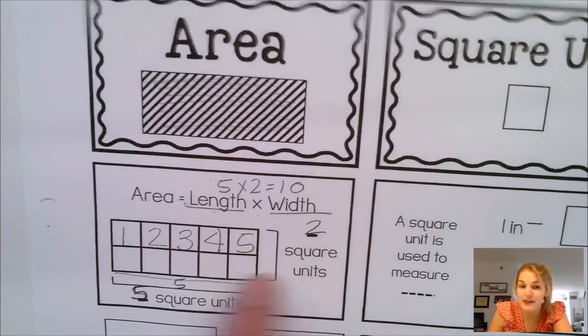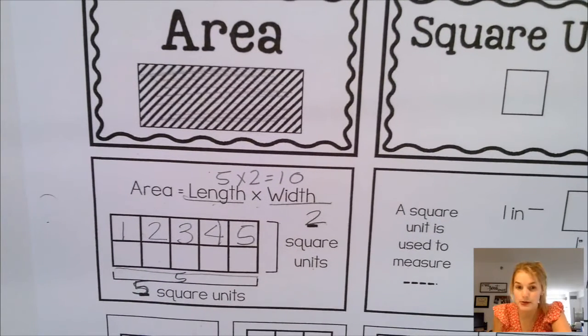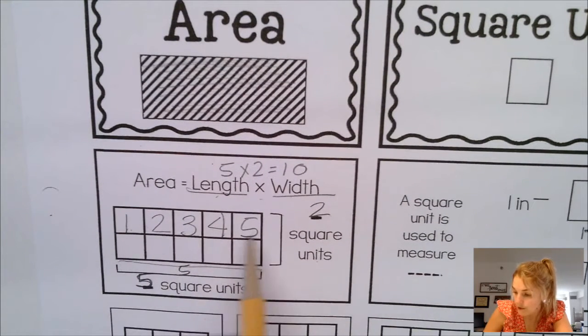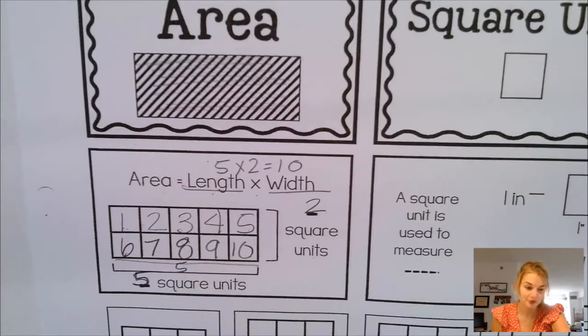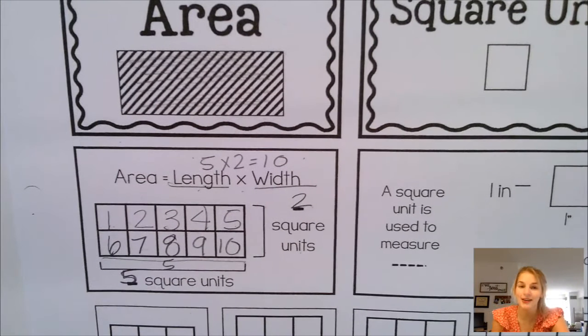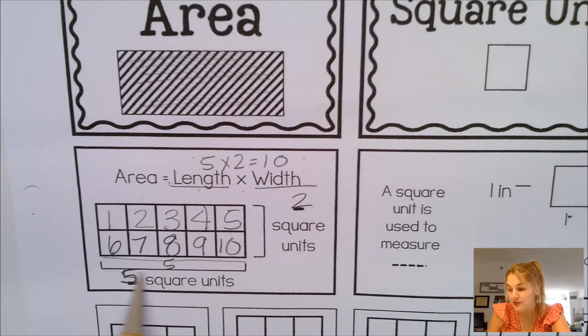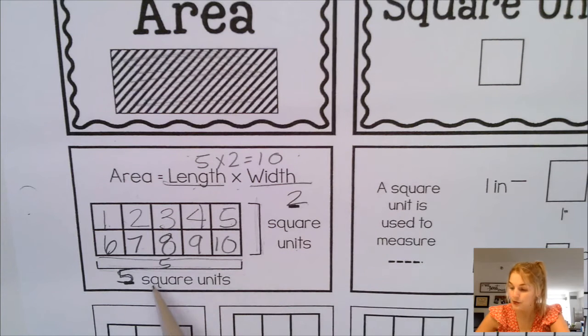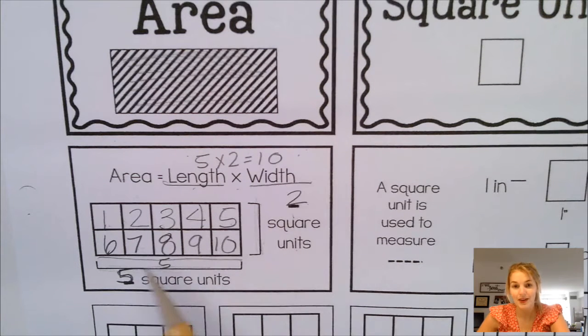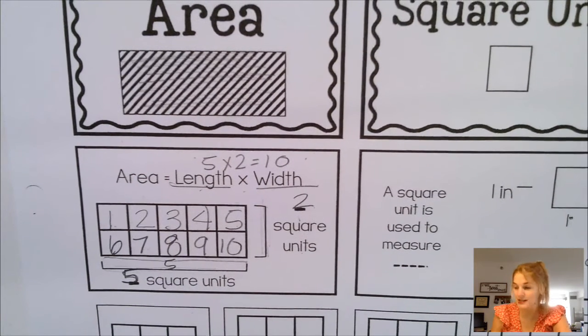Let's check our work by filling in all of these square units. 1, 2, 3, 4, 5, 6, 7, 8, 9, 10. Awesome, that's exactly what we got here. So we could just count these square units in order to figure out our area. So remember, we said 5 was the length, how long this is. 2 square units is how wide it was, so 5 times 2 is 10. And today we're able to just count these boxes.